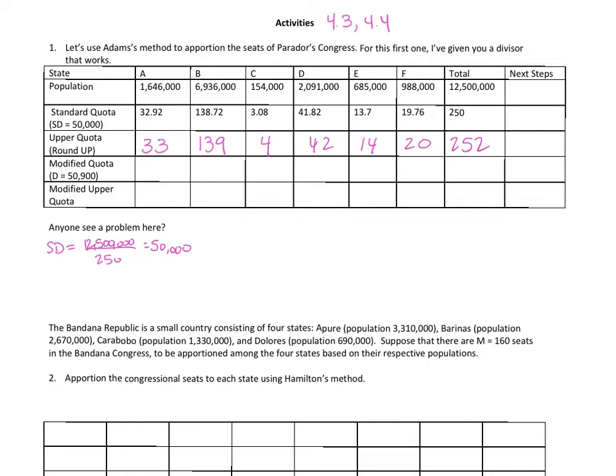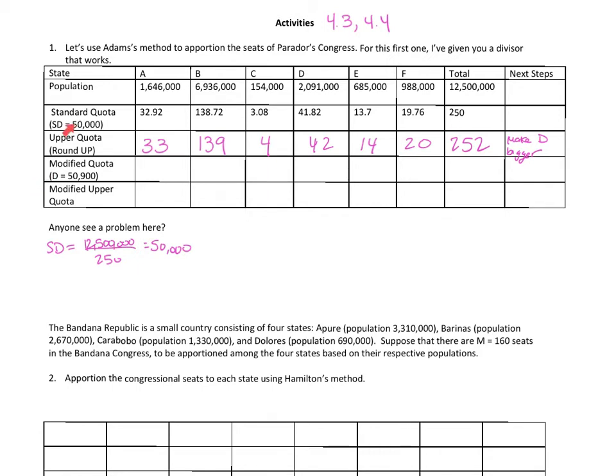When the sum, T, is too big, we make the divisor bigger. Okay, so we started with a divisor of 50,000. We're going to make the divisor bigger. We're going to go to 50,900. Now, how we got there could take some guesswork. You might have to do this a few times. So for this first one, I'm just giving you one that works.